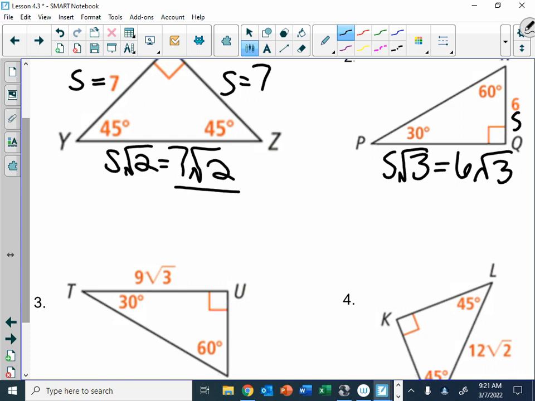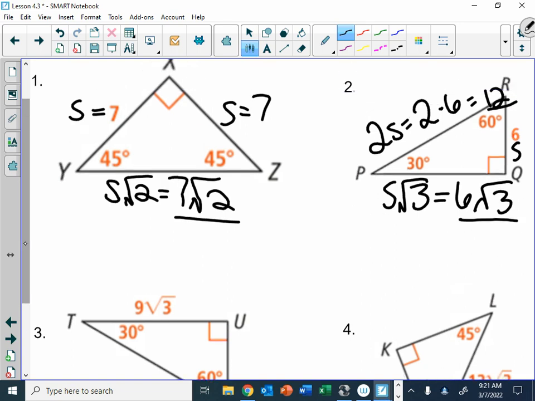And then, Aiden, remind me what the hypotenuse is? 2S. So 2 times S, so 2 times 6, which is what? 12. So your hypotenuse is 12. Your other leg is 6 square root of 3. You've got to look back at the picture.